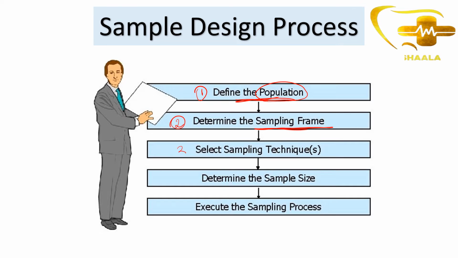And the third thing is to select the sampling technique. That sampling technique is what we are going to see further in the slides. Then the fourth one is determine the sample size. The sample size is the magnitude of the size. And the fifth one is execute the sampling process. After selecting the sampling technique, we execute the process according to that technique.